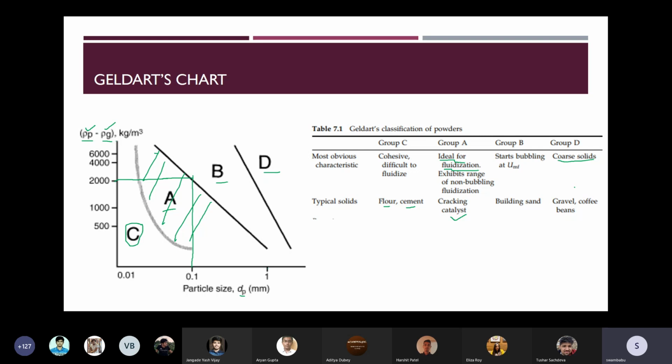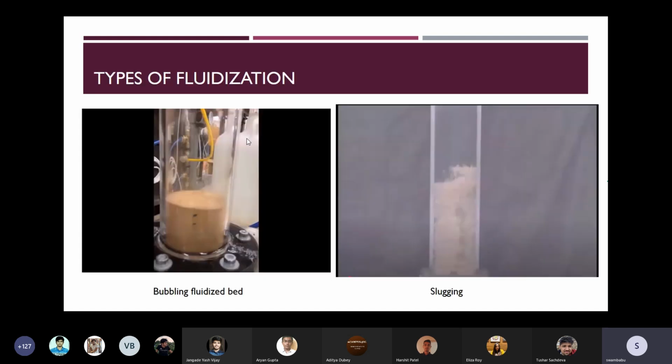So if the particles cross 1 millimeter, they can be fluidized, but the amount of energy required by the fluid, or the gas velocity, should be very high. That's why they don't prefer group D for fluidization. Group A and Group B can be used for fluidization. I showed earlier that Group A and Group D can be used for dense phase transport, and here Group A and Group B can be used for fluidization. Group C and Group D are not recommended for fluidization.